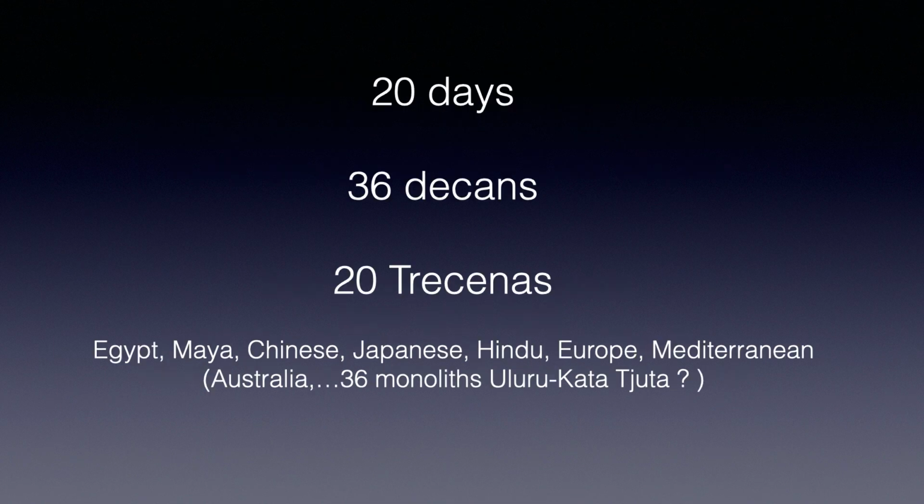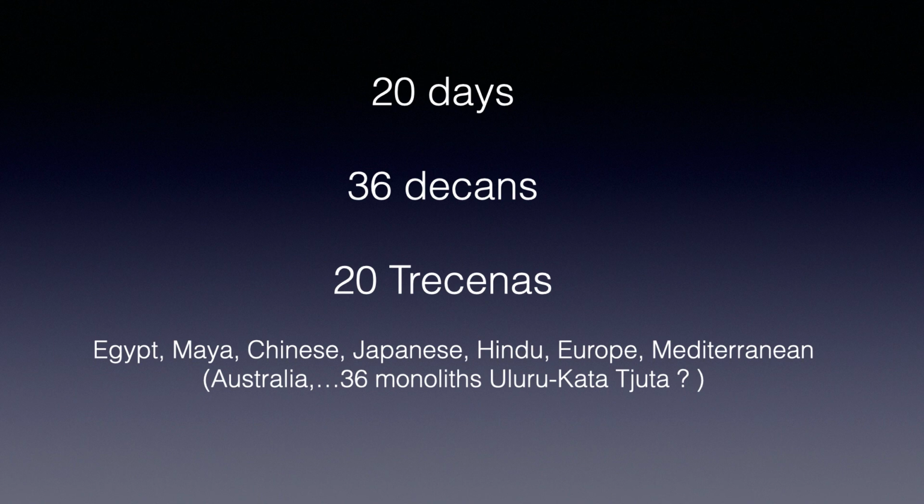So you have the 20 days, the 36 decans, and the 20 Trecenas. Now, who has all this stuff? Who knows this stuff? Well, everybody does. As far as I'm concerned, at least in ancient times they did, because I find it popping up all over the place. I first saw the 20 days and the 20 Trecenas in the Maya and the Aztec, but then soon found out that all the North American tribes of people also had them. South America knows them. Then you find out Egypt had them. Then you find out the Chinese have them.